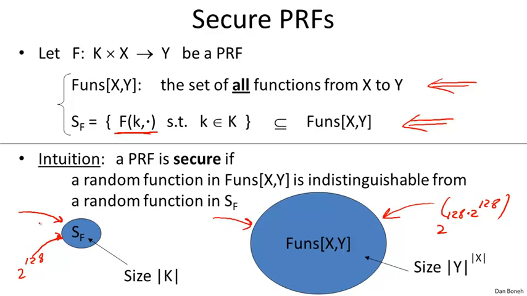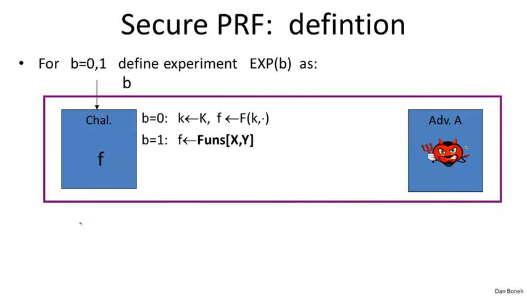And what do we mean by indistinguishable? We mean that an adversary who can interact with a random function in here can't distinguish that interaction from an interaction with a random function in here. Now let's define that more precisely. As usual, we're going to define two experiments, experiment 0 and experiment 1, and our goal is to say that the adversary can't distinguish these two experiments.